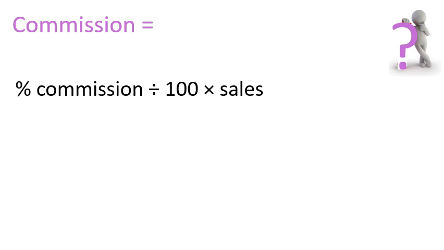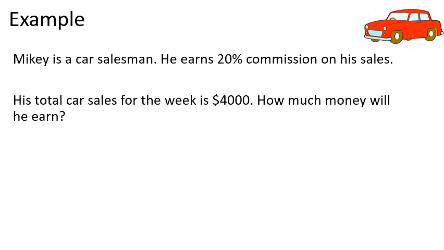This is the formula to work out commission. It's percentage commission divided by 100 multiplied by the sales. For example, Mikey is a car salesman. He earns 20% commission on his sales. His total car sales for the week is $4,000. How much money will he earn?